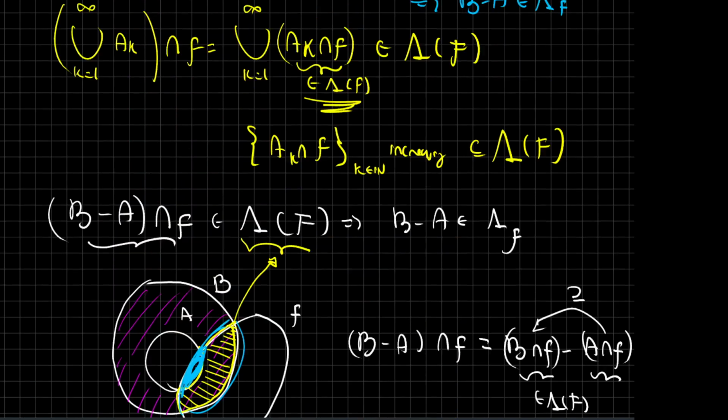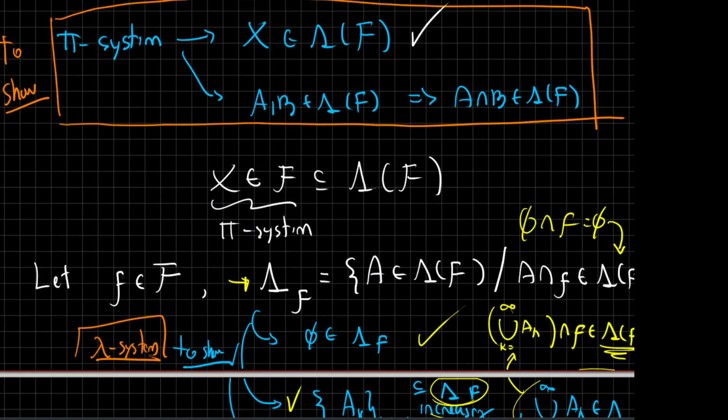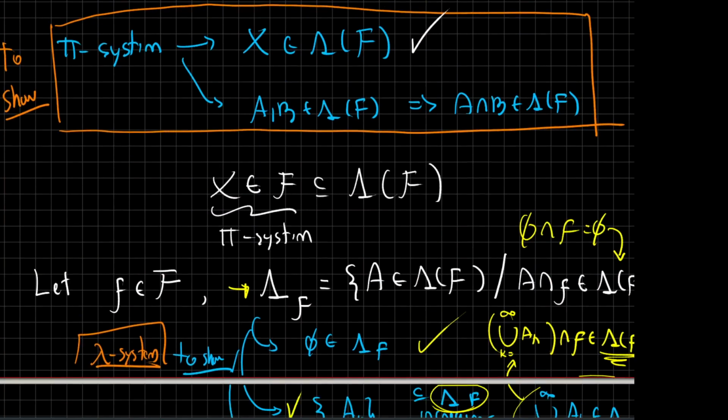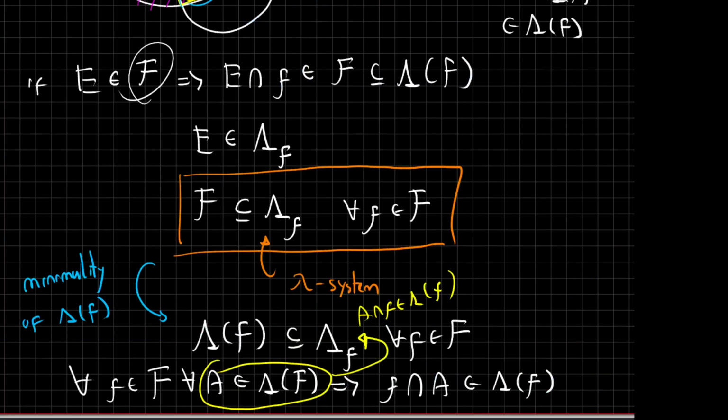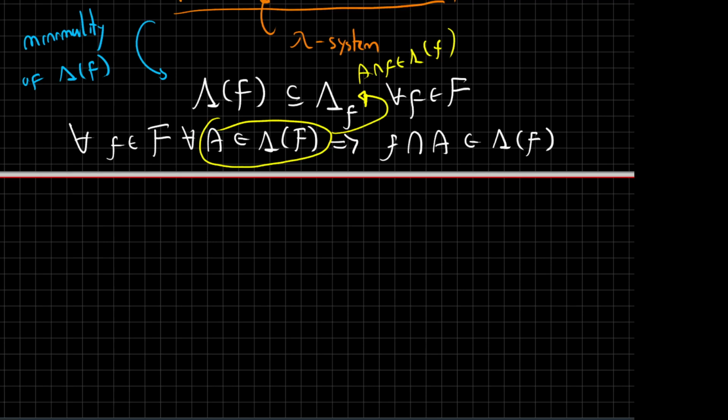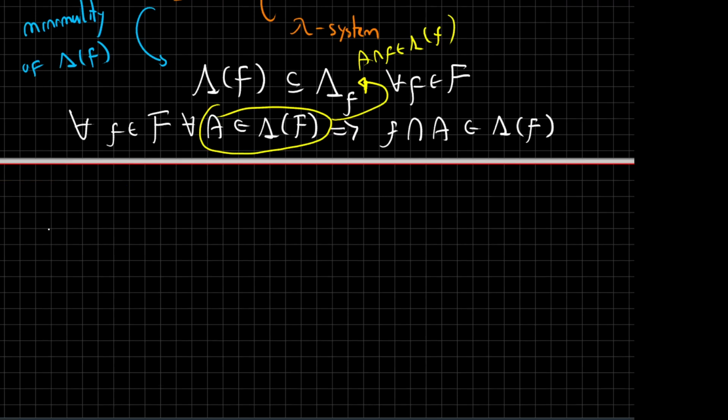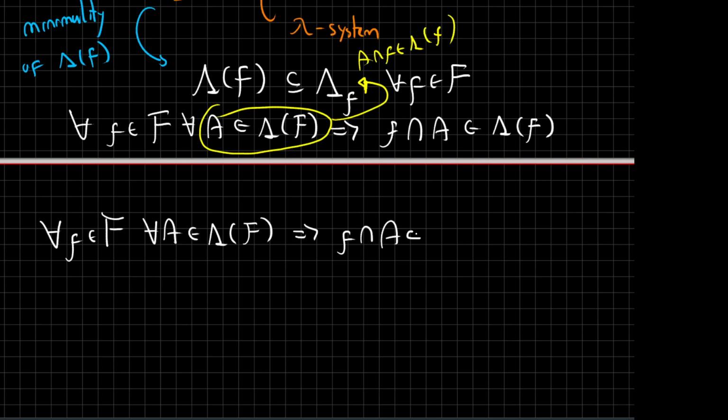Now this proves this. We didn't write that well. So let me write it here then, more clearly. For every f inside F and for every A inside this here, then f intersected with A is inside. So we highlight this part because this is important.